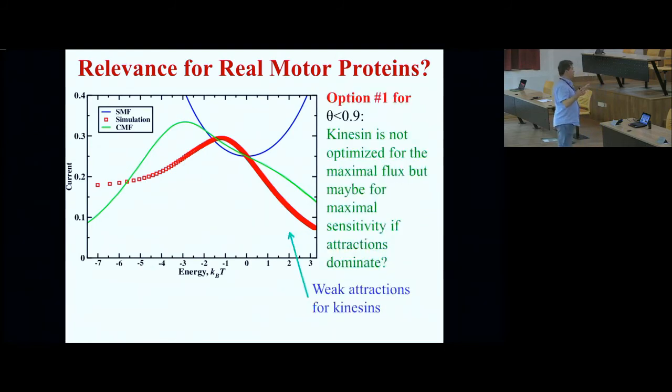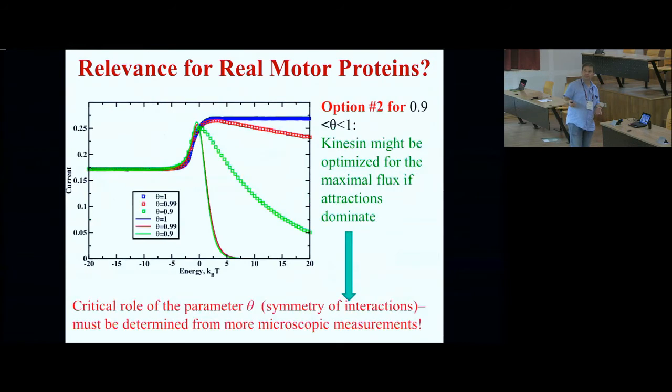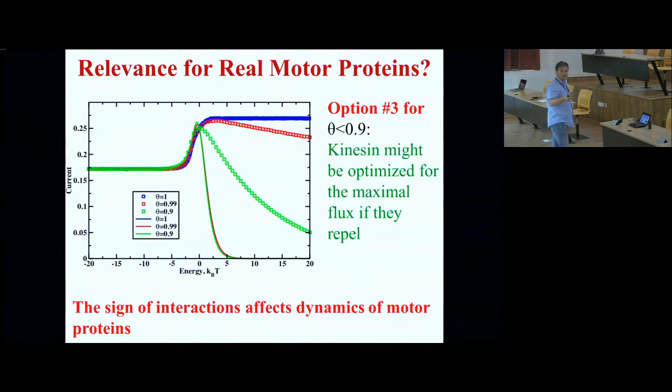So essentially we think there are three possible options for how I can explain this for a real biological system. Option number one: it is possible that kinesin is not optimized for maximal flux. Maybe it's optimized for something else, and that's why this weak attractive interaction is possible. Possibility number two: maybe kinesin is actually optimized for maximal flux for attractions, but that would mean this parameter theta is really close to one. This parameter theta comes from microscopic arguments and it's beyond my level of modeling. But there is option number three, which I favor, though I don't know which one is right: I believe kinesin is optimized for maximal velocity because they probably weakly repel.